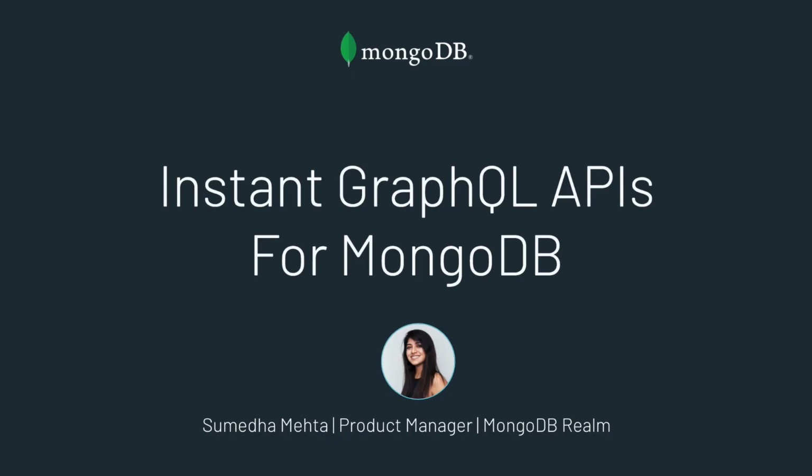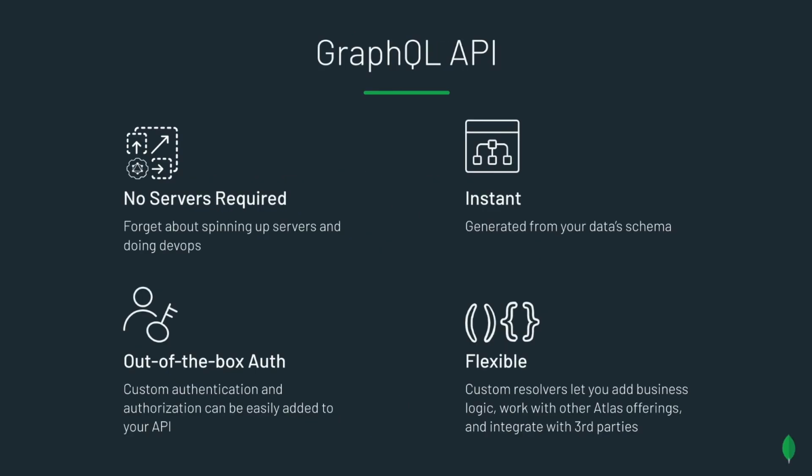Hi everyone, my name is Sumedha, and today I'll be showing you how to create an instant, fully managed GraphQL API on top of your MongoDB data. Typically after we've created an Atlas cluster and added some data to our database, or maybe we've decided what kind of service and application we're building, the next step is to figure out how we want to access that data. And GraphQL API is one way to do this.